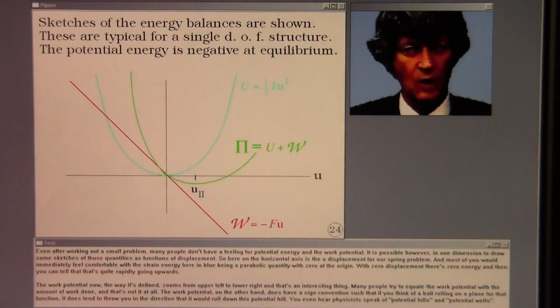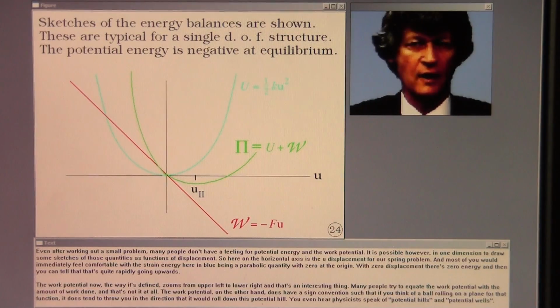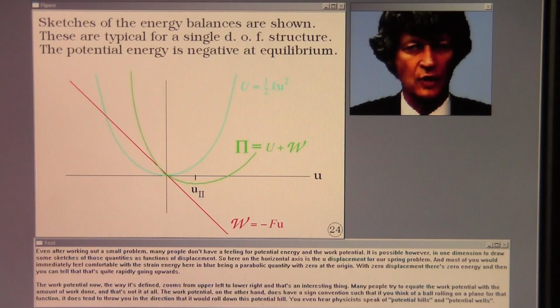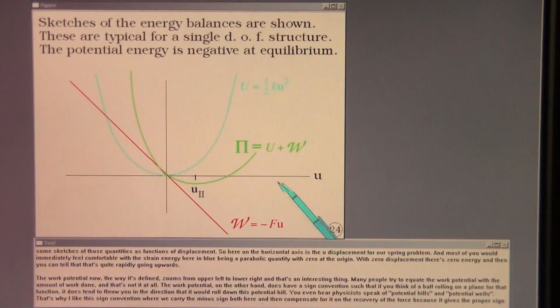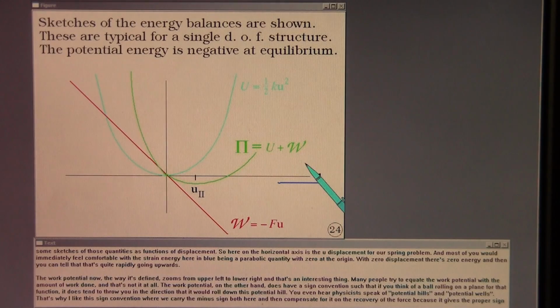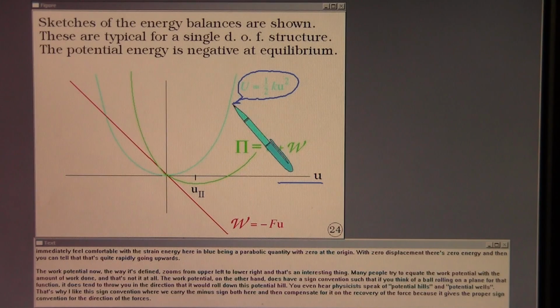Even after working out a small problem, many people don't have a feeling for potential energy and the work potential. It is possible, however, in one dimension to draw some sketches of those quantities as functions of displacement. So here on the horizontal axis is the u displacement for our spring problem. And most of you would immediately feel comfortable with the strain energy here in blue being a parabolic quantity with 0 at the origin. With 0 displacement, there's 0 energy, and then you can tell that that's quite rapidly going upwards.